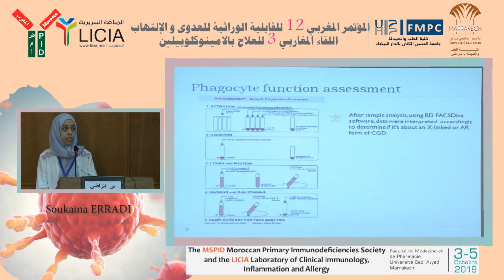For phagocyte function assessment, we used the phagoburst test, the DHR test. It consists of multiple steps. First of all, the activation step with the opsonized E. coli bacteria, PMA and FMLP. The second one was the oxidation step, where we add the substrate solution. The third one was the lysing and fixation. And the fourth one, washing and DNA staining. And finally, samples are ready for FACS analysis.